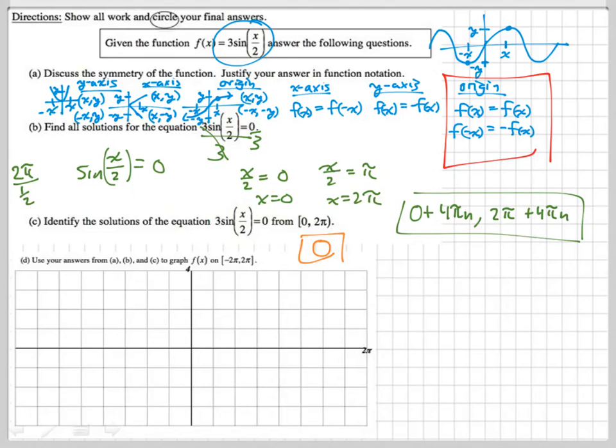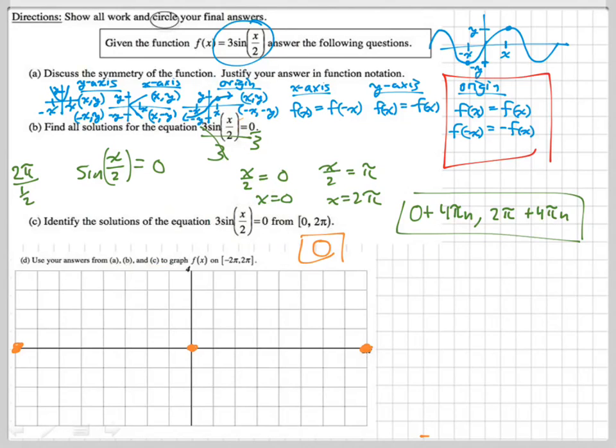Alright, so now we just have to graph it. This one says use your answers from A, B, and C to graph. That kind of helps. Let's see. What do we get from A? Well, A is that there's symmetry. We'll use that. B gives us the x-intercepts because see how it's set equal to 0 right here? That means if you solve it, you're going to find the x-intercepts. So our x-intercepts were at 0 and 2 pi, which means over here, using symmetry, that's going to be an x-intercept also.